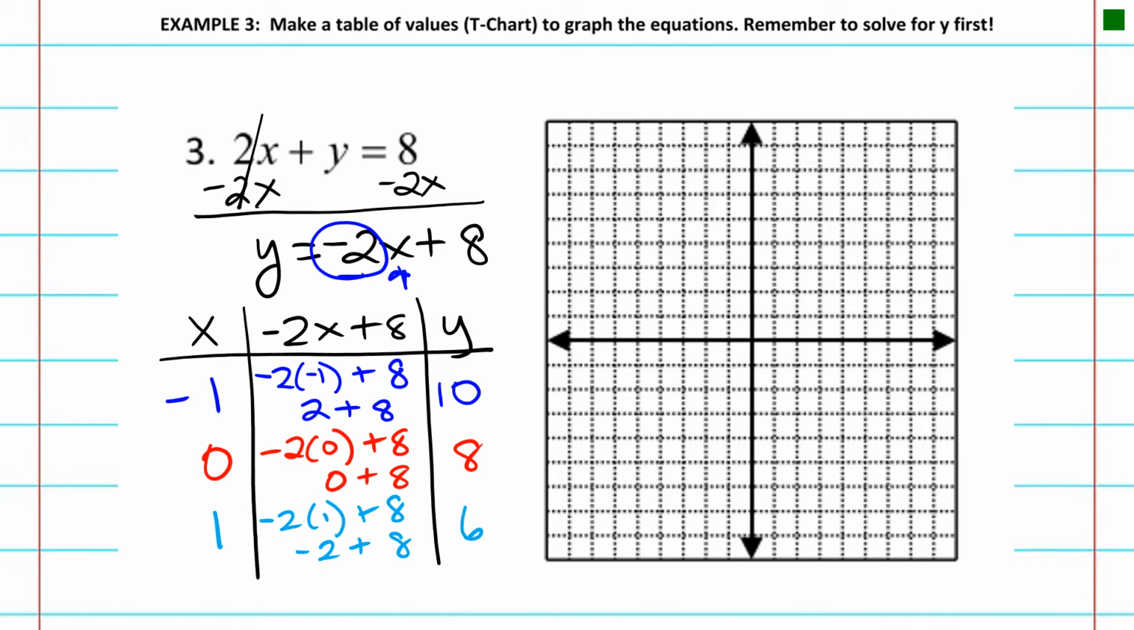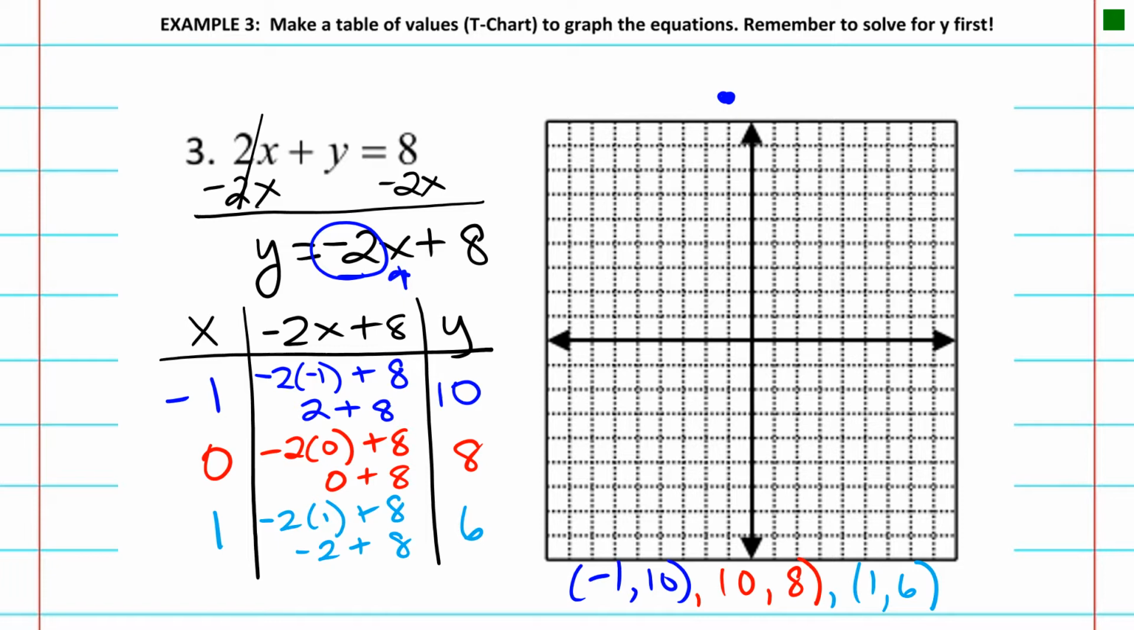So now I have 3 ordered pairs. I have negative 1, 10. I have 0, 8, and I have 1, 6. So I'm going to graph those 3. Starting off with negative 1, 10. I'm going to go to the left 1 and up 10. 1, 2, 3, 4, 5, 6, 7, 8, 9, 10. And I'll just put it right there.